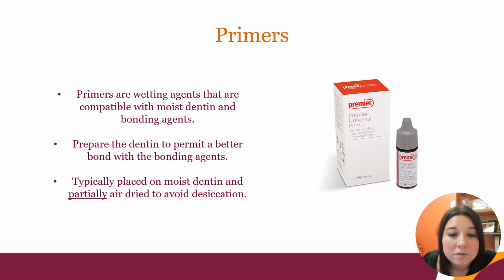Next, we have primers, which are wetting agents that are compatible with moist dentin and bonding agents. They help to prepare the dentin to permit a better bond with the bonding agents, and they're typically placed on moist dentin and then partially air dried. You want to avoid desiccation, avoid completely drying the tooth out as dry as a bone, because that's not going to allow for the best bonding. And then a side note, some manufacturers have combined a primer with a bonding agent to permit both steps to be accomplished at the same time, called a prime and bond.